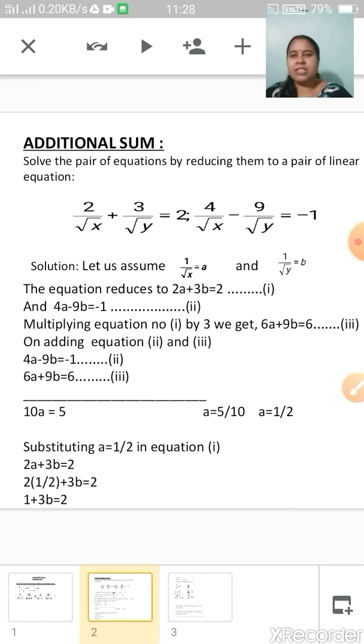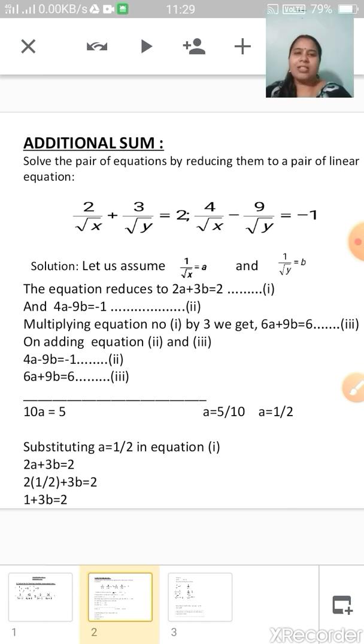So let us see this sum. The question is, solve the pair of equations by reducing them to a pair of linear equations. Now first I have to reduce this and then I have to solve it. Let me read the question. 2 upon root x plus 3 upon root y is equal to 2 and 4 upon root x minus 9 upon root y is equal to minus 1.